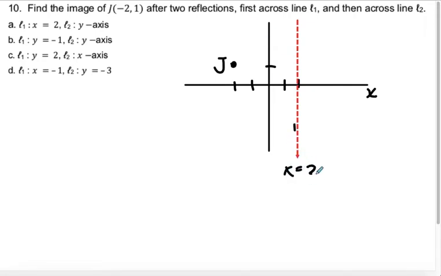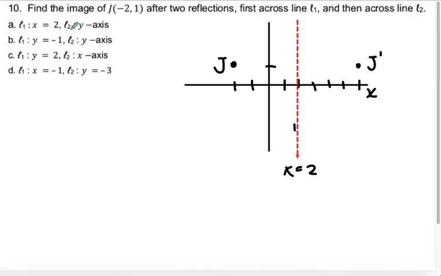They want you to reflect this J over x equals 2. So where will it be? Well, you have to count how many units it is away from the line of reflection. That's J, this is 1, 2, 3, and then 4. So that's 4 units, so you want to go 4 units out: 1, 2, 3, 4. This is where J prime is after it was reflected across the first line, x equals 2.